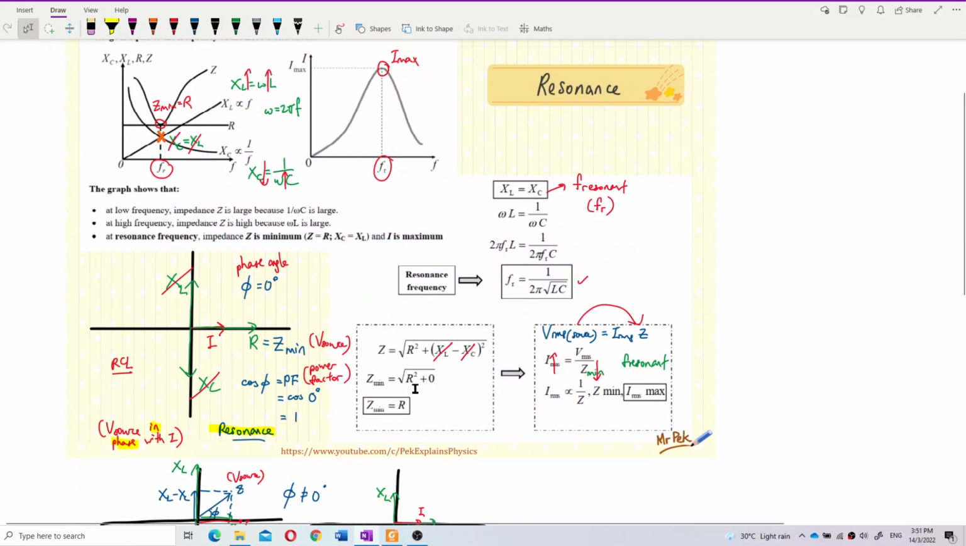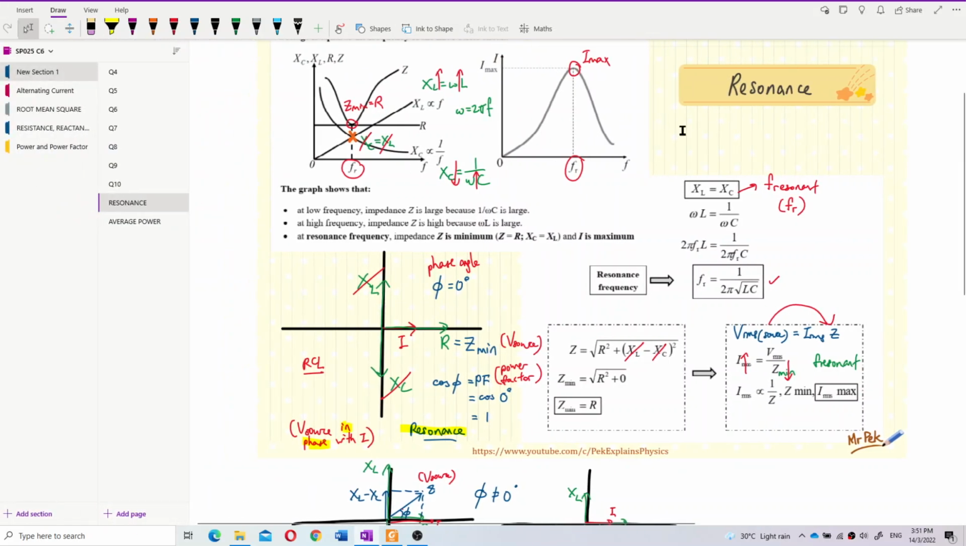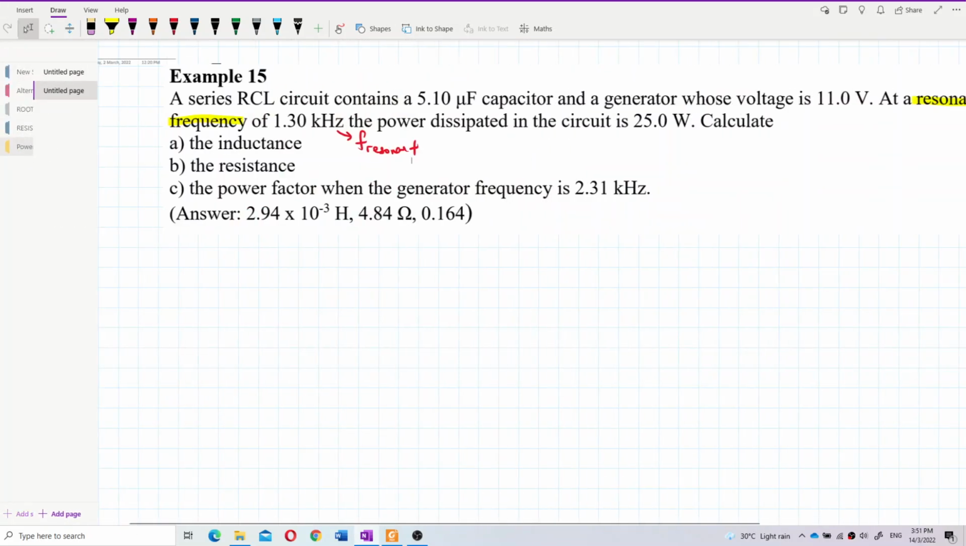When we talk about resonant frequency, this will happen: XL equals XC, they cancel out, R becomes Z, and the phase angle becomes 0 degrees. Then the power factor cos phi becomes equal to 1, because cos 0 equals 1. At resonance, the impedance is the lowest, the minimum impedance, and the current is maximum. Review my video and then you can do it.